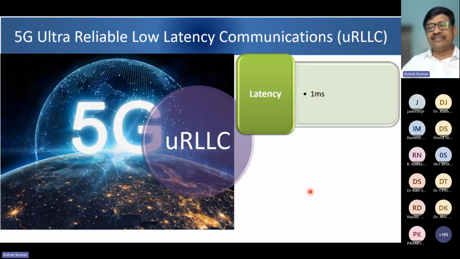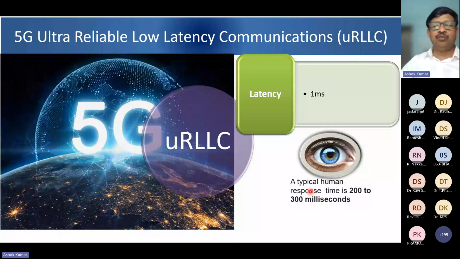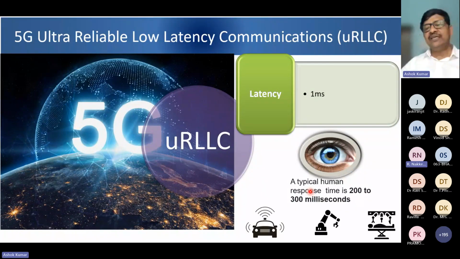Okay, and do you know the latency of 4G? What was the latency defined for 4G? It was 10 milliseconds, I hope. So 5G is 10 times better compared to 4G. With this kind of latency, I can have use cases like the autonomous car we talked about, maybe industrial robots, maybe remote surgery and so on.